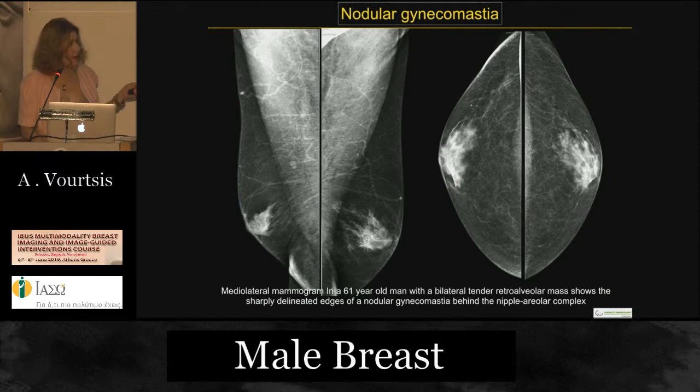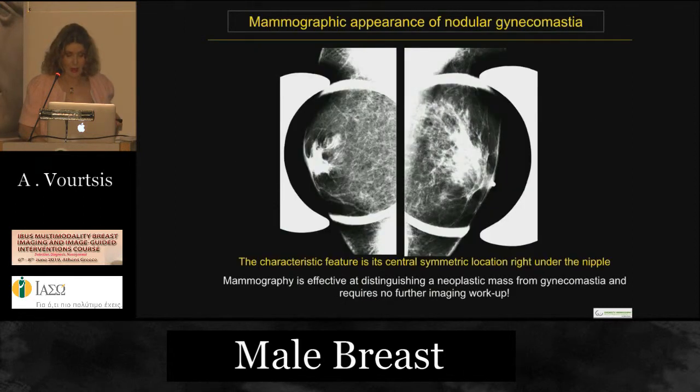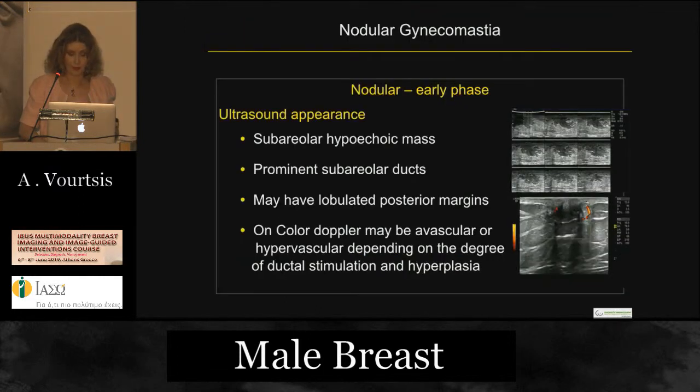And this is a case, MLO and CC views of a 61-year-old man with bilateral tenderness. He had a tender mass that shows sharply delineated edges of a nodular type of gynecomastia. So this is very characteristic of gynecomastia. You can see the central location. It's located right under the nipple. This is very important to distinguish from neoplastic masses.